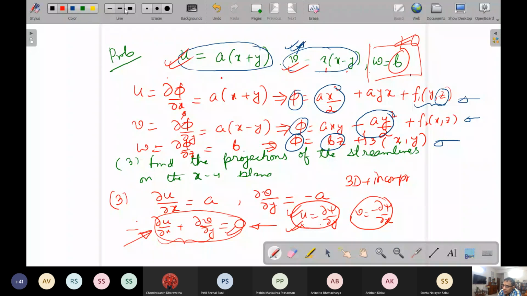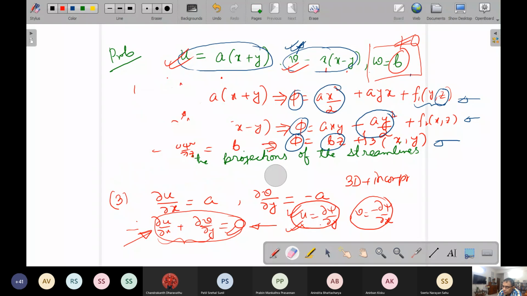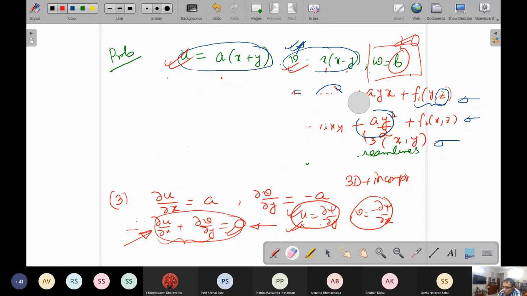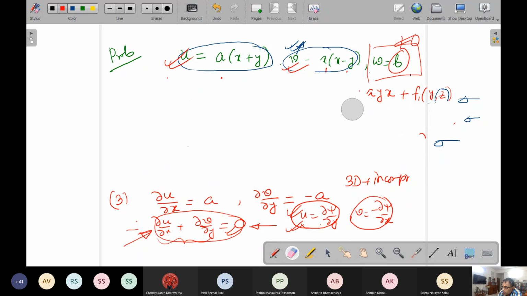So that means that we are in a position to describe the projections of the streamlines on the XY plane. And to describe that, what we will simply do is we will use this function psi. We will not call it a stream function. At the most, we can say that it's a projection of a stream function. But this is as good as the projection of a streamline in the XY plane.